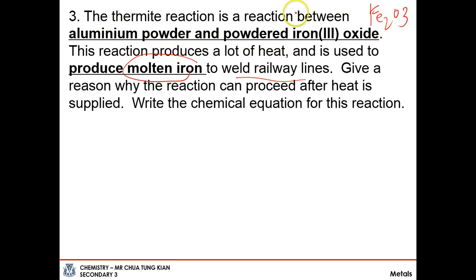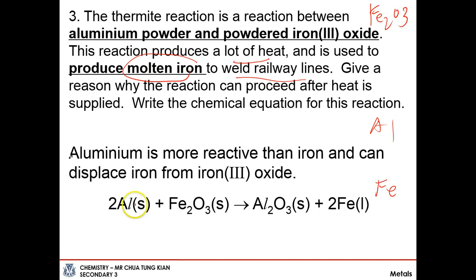When these two are added together, a lot of heat is produced, okay, and aluminium, being higher in the reactivity series than iron, will be able to displace the iron 3+ from iron 3 oxide, giving us the molten iron and aluminium oxide. So the chemical reaction for this is Al solid plus Fe2O3 solid, giving us Al2O3 solid and molten iron. So why is aluminium able to displace iron from iron 3 oxide? It is because it is more reactive than iron.